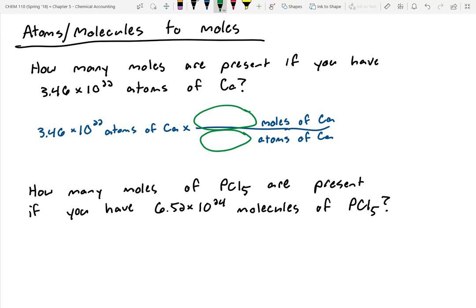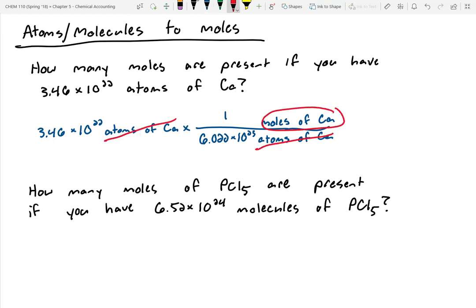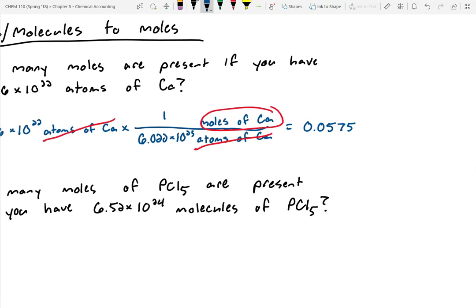Should go on the bottom, right? Because we know that it's defining 1 mole. So 1 mole is always going to be 6.022 times 10 to the 23rd things, right? And in this case, the thing is atoms of calcium. So we're going to cancel that out, be left with moles of calcium, which in this case, I'm assuming my math is correct in my notes, is 0.0575 moles of calcium.